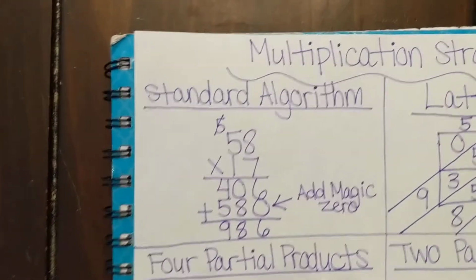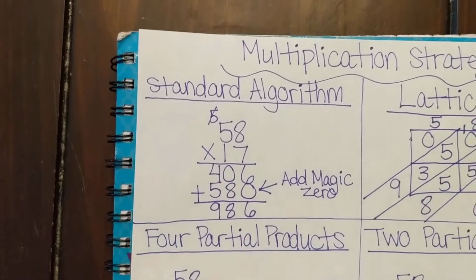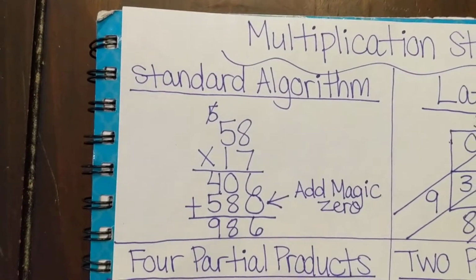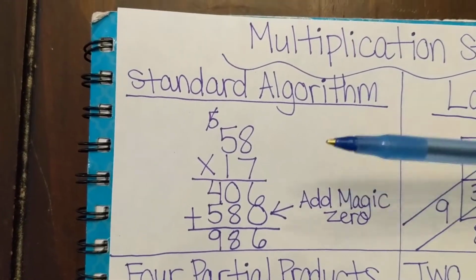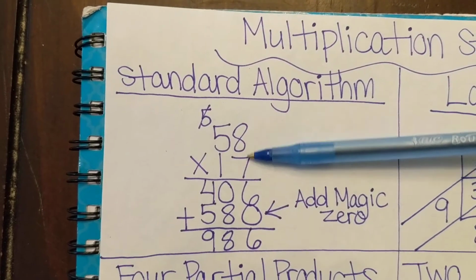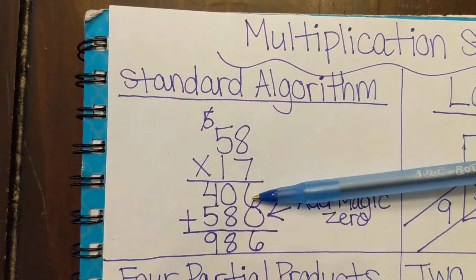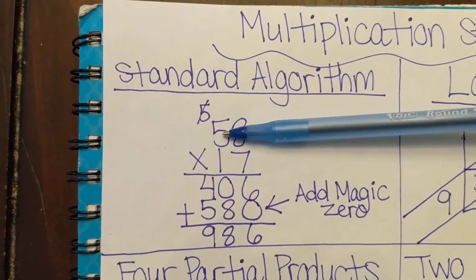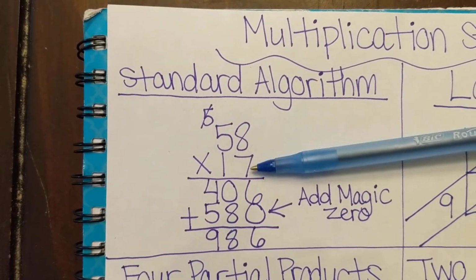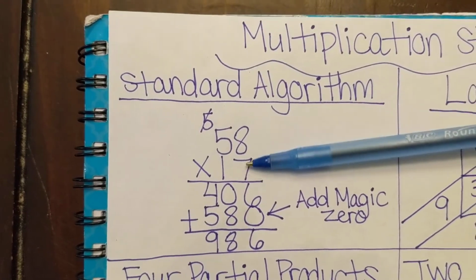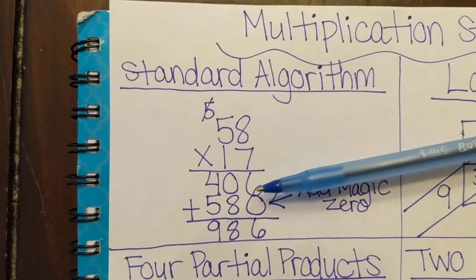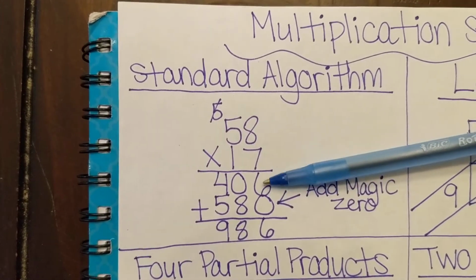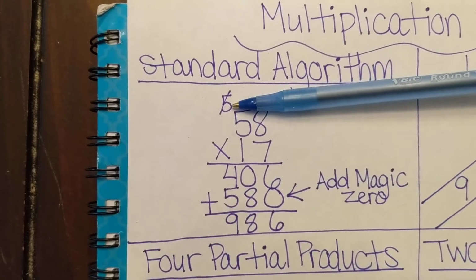So the first way, which is what a lot of us know, specifically your parents, and we grew up doing, is the standard algorithm. With the standard algorithm, we take the ones times the ones, and we write down that answer. Then we move over to the ones times the tens. We do the ones times the ones, and we put down the ones answer. So if 8 times 7 is 56, we put down the ones place, which is 6. We carry the 5, okay?